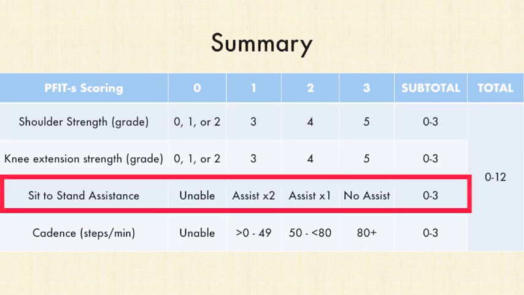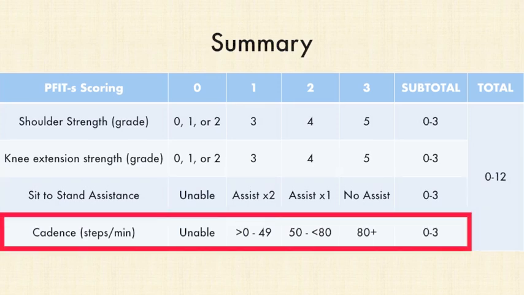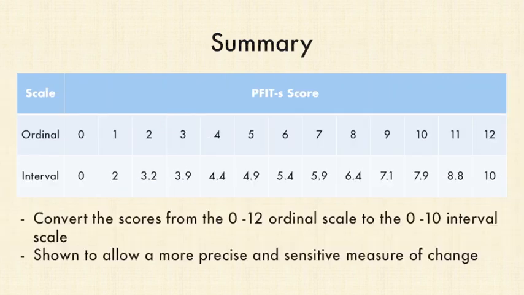The sit-to-stand is scored based on the level of physical assistance that the patient needs to complete the task, with higher scores associated with increased levels of independence. The marching cadence component is scored from 0 to 3, with faster marching cadence associated with higher scores. As mentioned earlier, if the patient can march on the spot for 3 minutes, they automatically receive a score of 3. In the PFIT-s, the 0 to 12 ordinal scale is converted to a 0 to 10 interval scale. This is shown to allow more precise and sensitive measures of change.